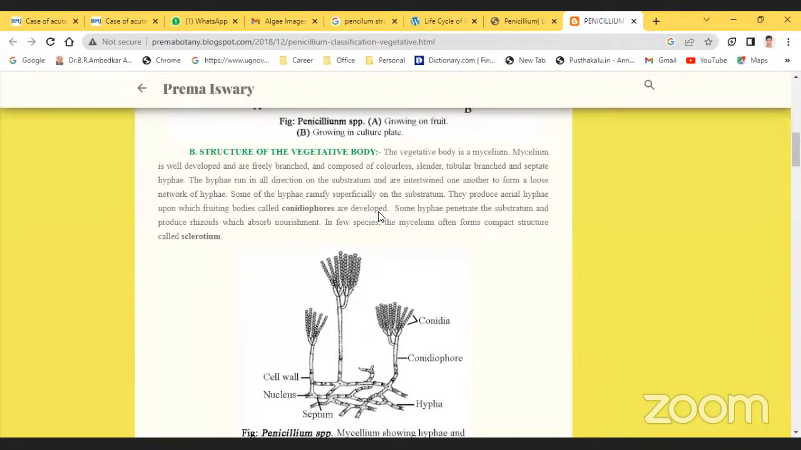The structure of the vegetative body: the vegetative body is a mycelium. The mycelium is well developed and freely branched, composed of colorless, slender, tubular, branched and septate hyphae. The hyphae run in all directions on the substratum and are interwoven.